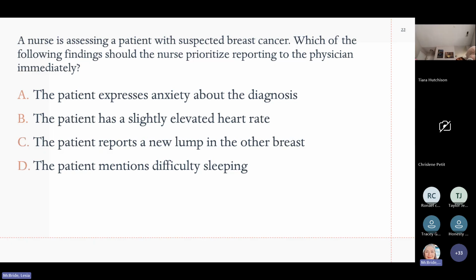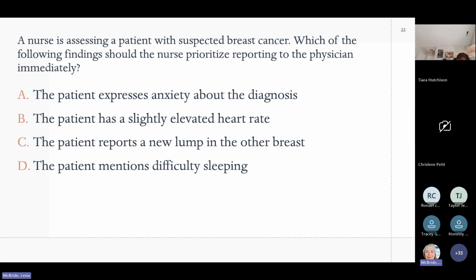The patient has a slightly elevated heart rate. Well, that's due to the anxiety. Patient reports a new lump in the other breast. Yeah, guys, I think that's probably the important one. They're going to have difficulty sleeping because they're anxious.